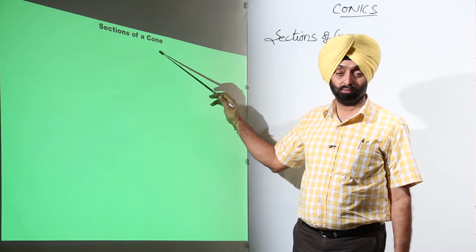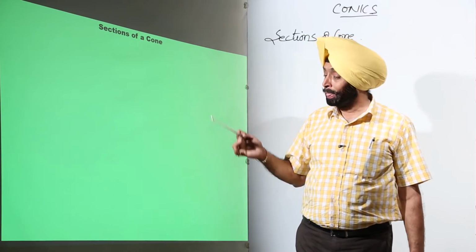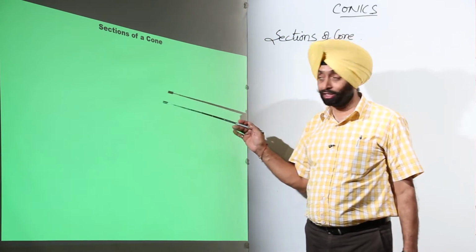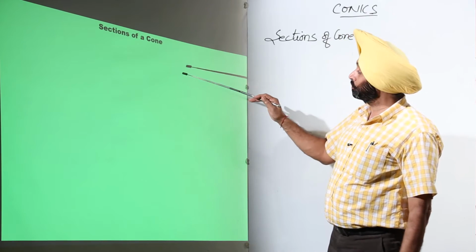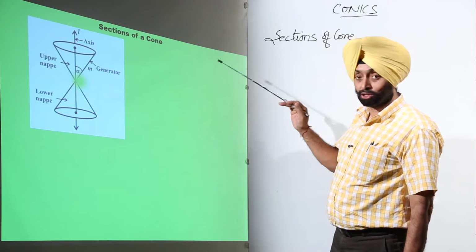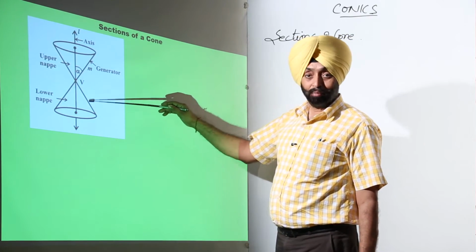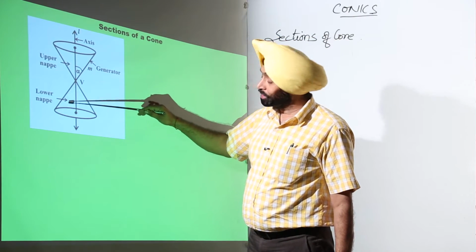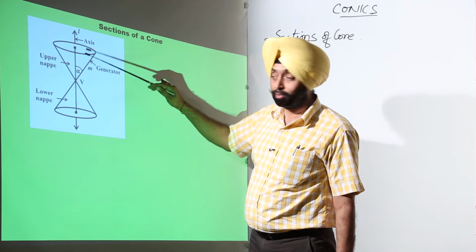Sections of a cone, sections of the conics. Now I am going to introduce a few terms related to these sections. First of all, let us go with the figures. Just look here, a double napped right circular cone. This is called the upper nappe, this is the lower nappe. That's why it is called double napped.